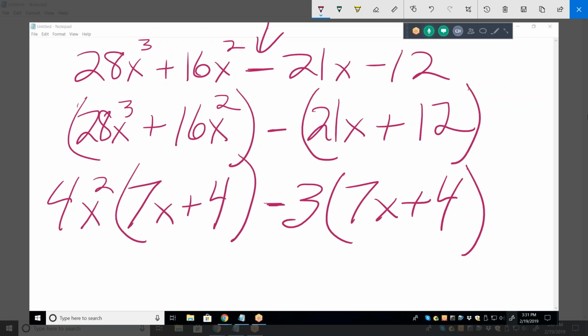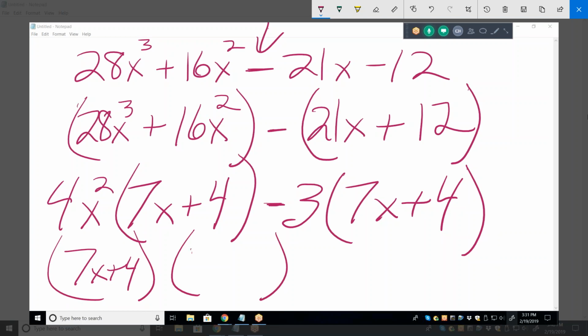Because the next step is what? Find the greatest common factor from that, which is 7x plus 4, in parentheses, times what? It would be 4x squared minus 3. And that's going to be your final answer.